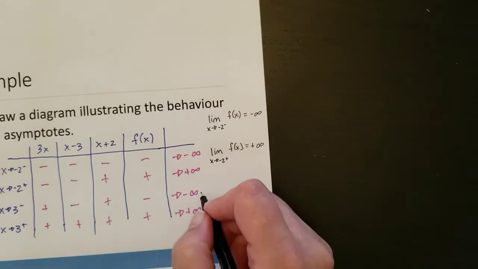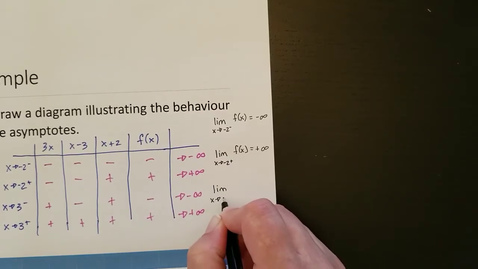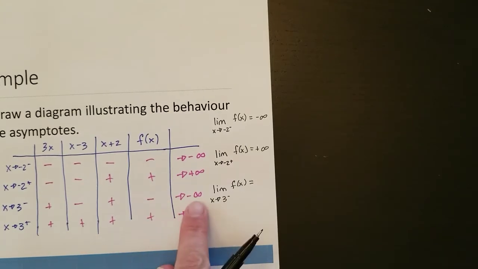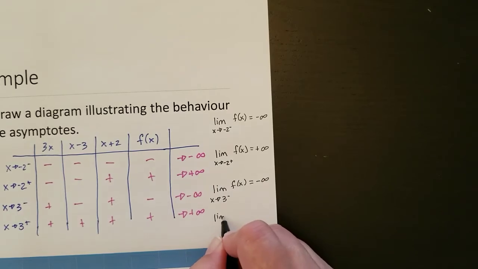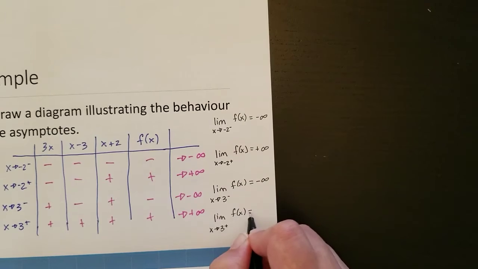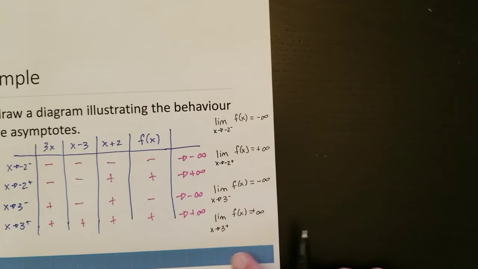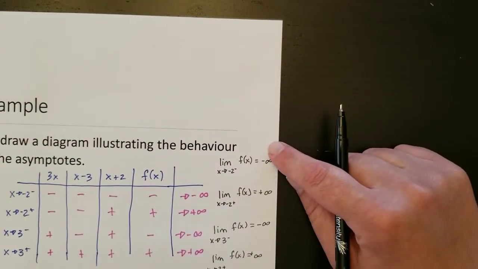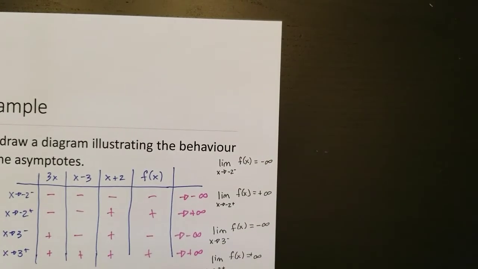Then both sides of the 3 down here, the limit as x approaches 3 from the left of f at x is going to be negative infinity, and the limit as x approaches 3 from the right of f at x will be positive infinity. So this is the summary that I need you guys to show using that good, clear limit notation for either side of any vertical asymptotes that you have.